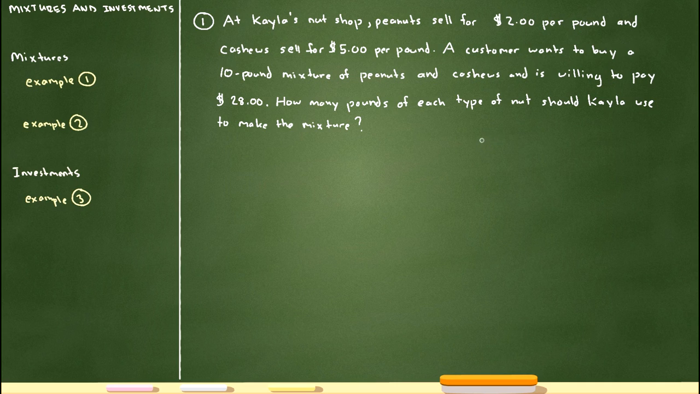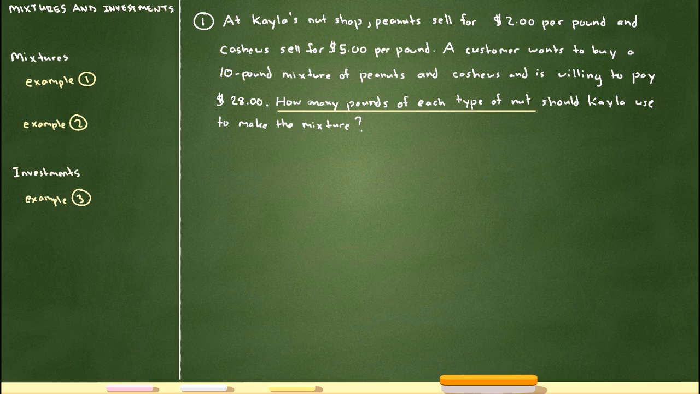So in doing these mixtures and investment problems, it's a good idea to take a look at what the question is asking first of all. So the question is asking how many pounds of each type of nut. Okay, that's what we're looking for. That's our ultimate goal. And you better believe that what they're asking for here is going to be the variables that we're going to need to work with. So to begin a problem like this, you want to take a look at what they're asking for and define some variables that's going to help you reach your answer.